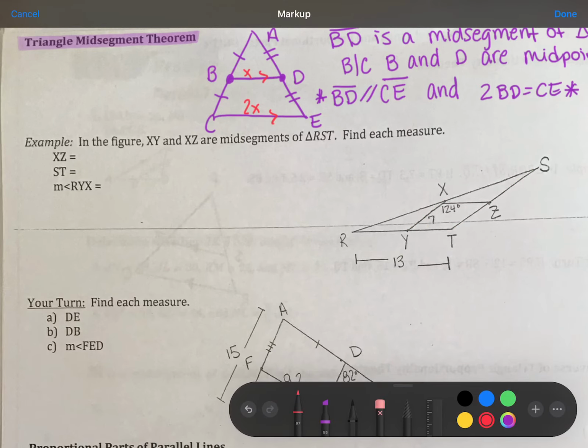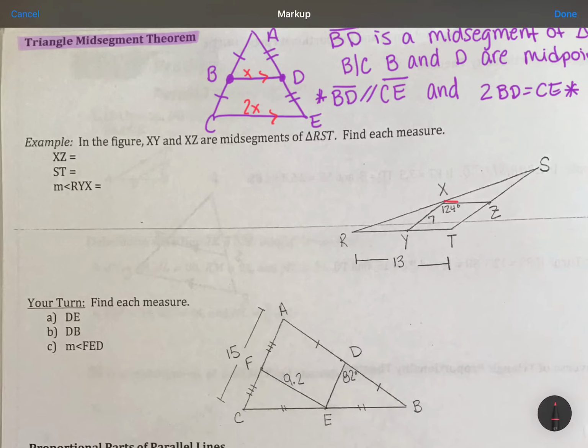So we need to find the length of YZ. So here's YZ. It is parallel to RT. RT has a length of 13. So what is half of 13? Because by the triangle midsegment theorem, those pieces are going to be half of each other. So half of 13 is 6.5.